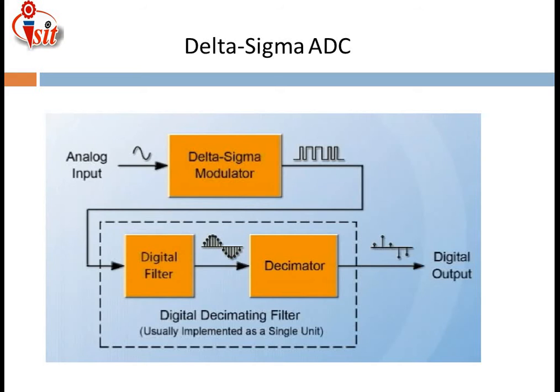Then this is another type of ADC conversion, that is the delta sigma ADC. In that delta sigma ADC, first we apply the analog input to the delta sigma modulator. The delta sigma modulator modulates the signal and converts the continuous signal into a discrete signal. Just see here, we apply the analog input, and that discrete converted signal is applied to the digital filter.